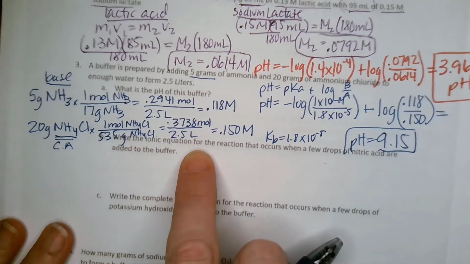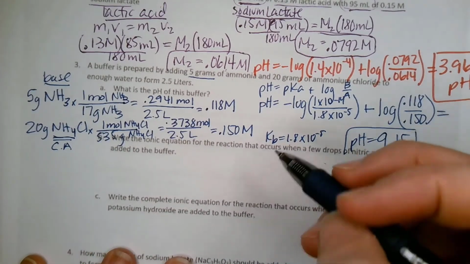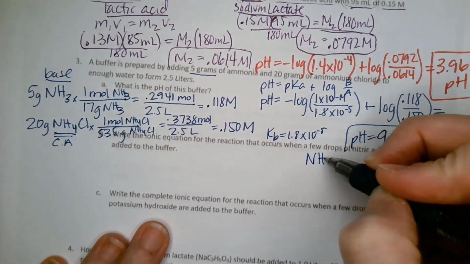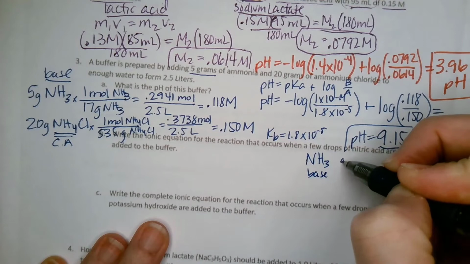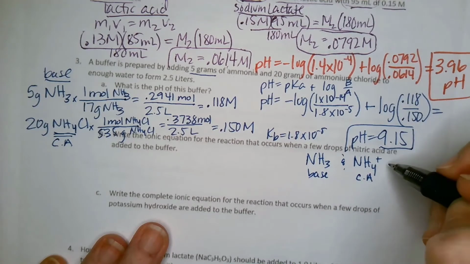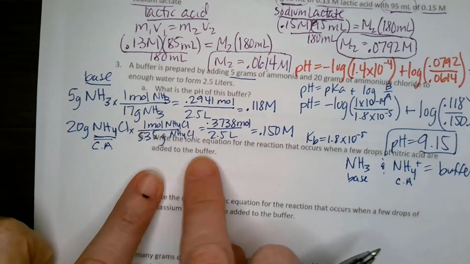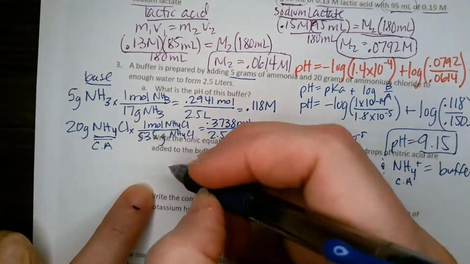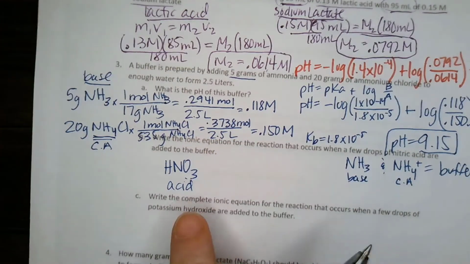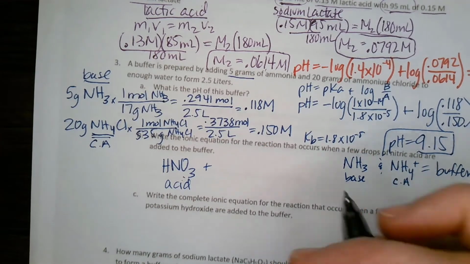This next one says, write the net ionic equation for the reaction that occurs when a few drops of nitric acid are added to the buffer. So let's think about what our buffer is. Our buffer, right up here, is made up of NH3, which is our base, and NH4 plus, which is our conjugate acid. All right, so this is our buffer solution. So we're adding nitric acid, which is HNO3. So acid is going to react with the base, NH3.